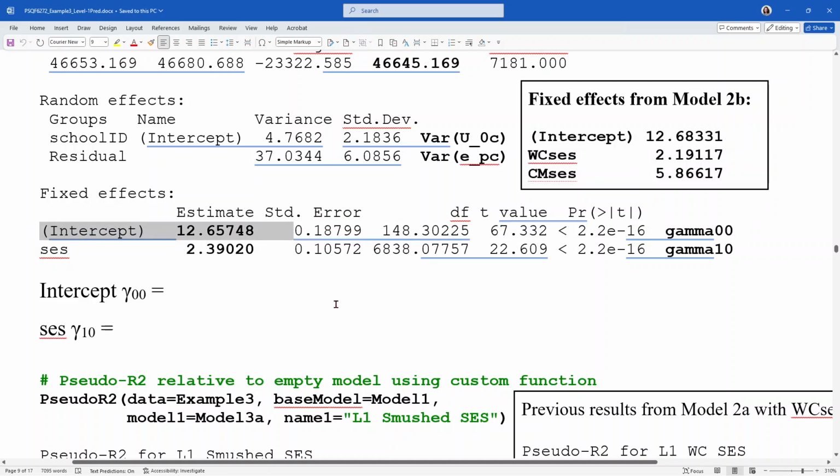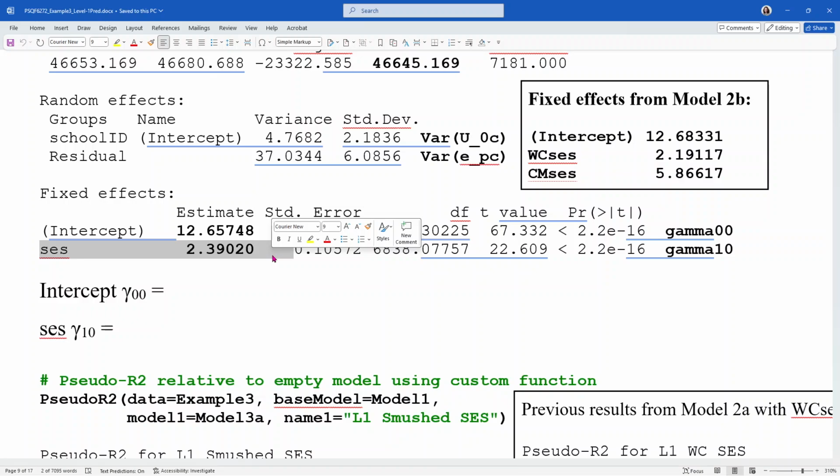So intercept of 12.65 versus 12.68. Reasonably close. I'm fine with it, 0.03. I can live with that. Now, student slope of SES of 2.39 versus 2.19. It's a little different. It's not that different, though. If we think about this slope being smushed, it's the 5.87 smushed into the 2.19, but it's not an even smush. It's more like here's 1 and here's 2, and the smush is like that.